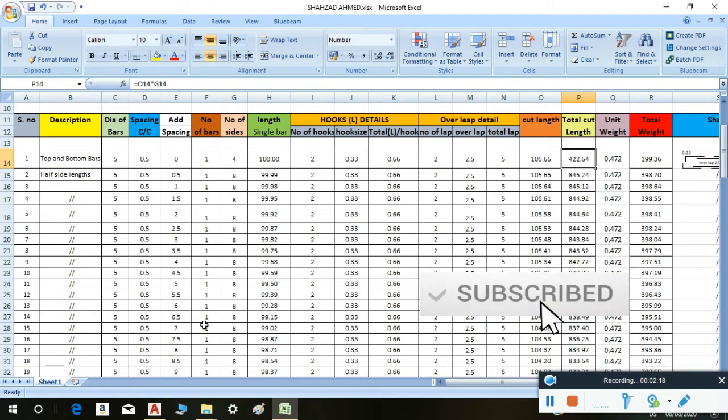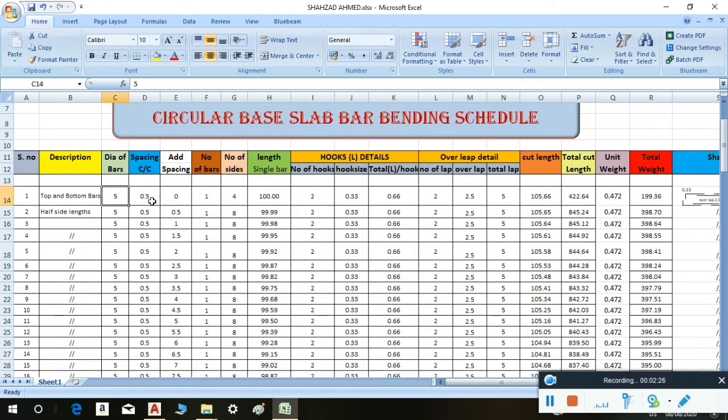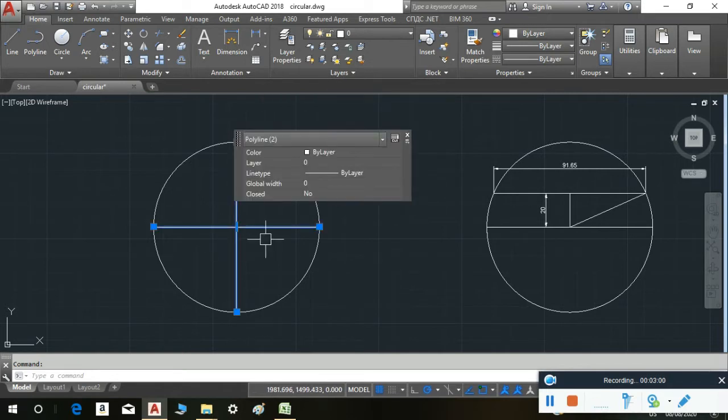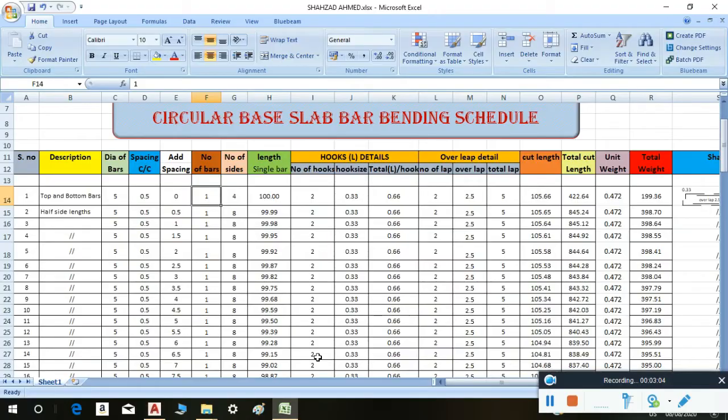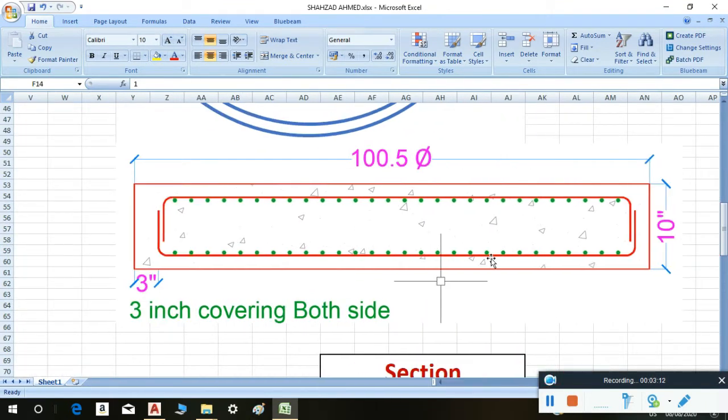Here I will show you how to calculate in an Excel sheet. This is the dia of bar, 5, and 0.5, which is 6 inch divided by 12, the 0.5 center to center distance. And adding spacing means that if we take an offset from the center of the circle, the length of the bar gradually decreases. Number of bars, 1 bar, and number of sides, 4 sides. The 4 sides here are the top bars and also the bottom bars in a section. Top and bottom. And the other 8 sides.